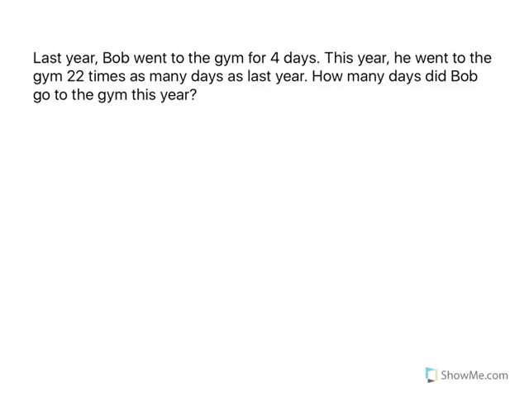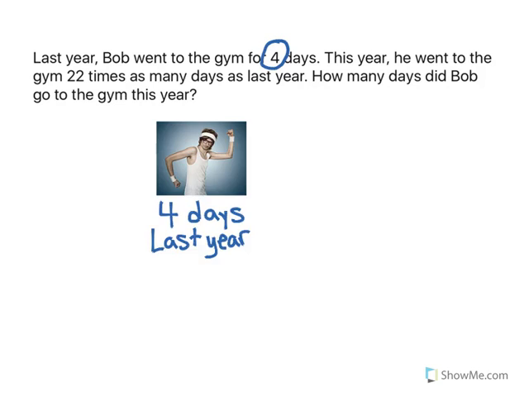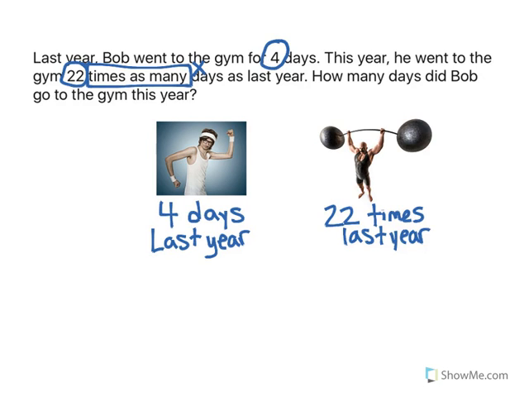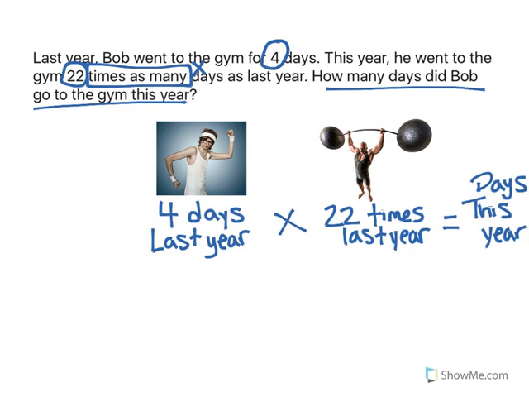So last year, Bob went to the gym for 4 days. That's my first number. This year, he went to the gym 22 times as many. That tells me that we're going to be multiplying. And we're trying to figure out how many days Bob went to the gym this year. So by looking at the keywords, I can set up my problem already. 4 days last year times 22 equals the amount of days that I'll find for this year.